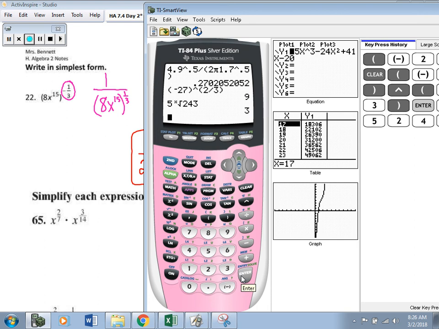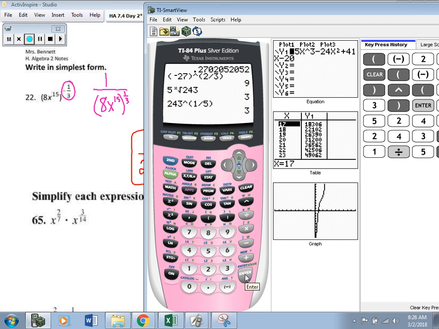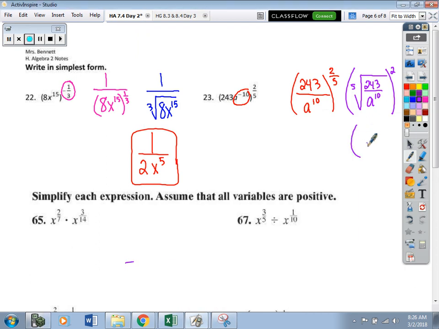Some students, and me actually, I prefer, if I have to do this, instead of having to press 5 in math, I would just raise this to the 1/5 power. I think it's faster than going to the math feature. If you prefer, you can type it in like that. But we will get 3. And then in the denominator, we have to divide those. So 10 divided by 5 will get me a squared. Now remember, this is still quantity squared, so we square the top and we square the bottom. So this will get me 9 over a to the 4th.